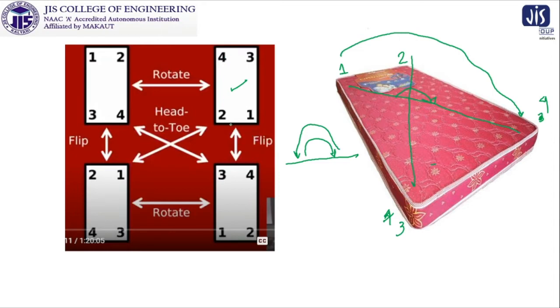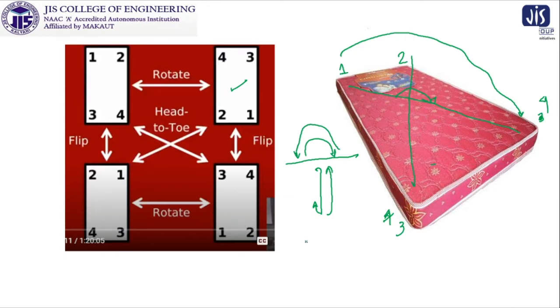Clear? And what is head to toe? Head to toe, that's just what I have discussed. That means if you take this rotation not in this but in this manner, or in this manner, then it is coming as head to toe. Look at this, if you change this head to toe, then what will happen? This 3 to 4 will come in the upper portion and 1 to 2 will come in the lower portion. So this is our head to toe operation.